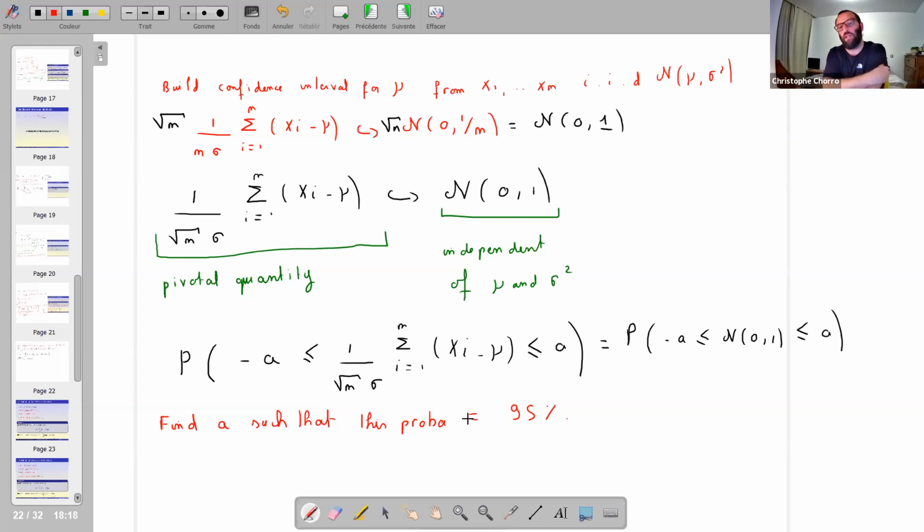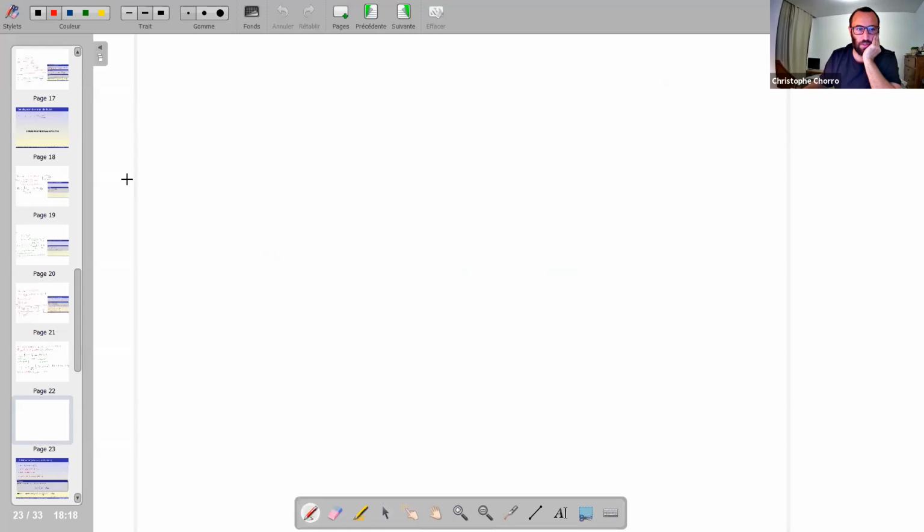But in general, it's the level that we are going to consider in this course: 95%. So at this time, I want to solve the following: find a such that the probability that my N(0,1) is less than a and greater than minus a is equal to 0.95.